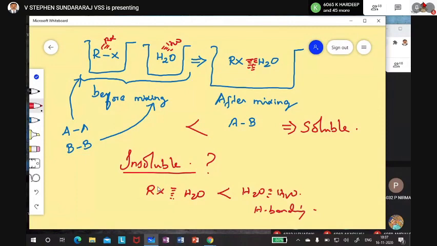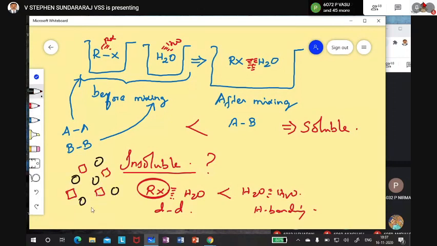But RX has only dipole interaction, because RX cannot form hydrogen bonding. When you take this square type that I am drawing, this is water, and the circle that I am taking is RX. So this is RX, and this is water.